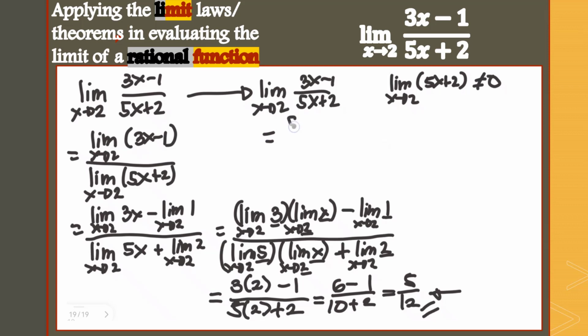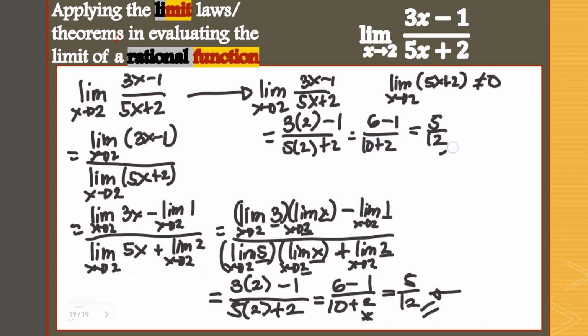You have 3 times 2 minus 1 over 5 times 2 plus 2. You have here 6 minus 1 over 10 plus 2, which is just the same as this. This will still be 5/12. See that we have the same result in two methods. So this is how you apply the limit theorems for the limit of this given rational function.